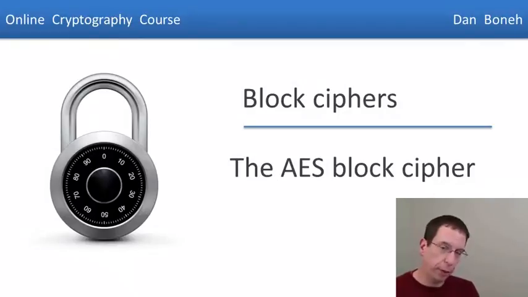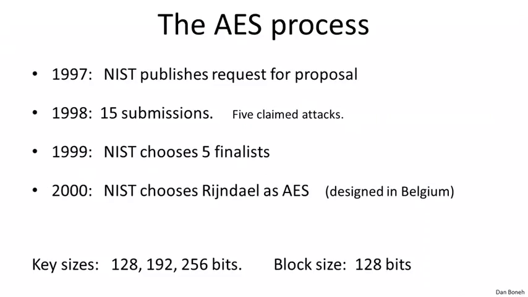Over the years, it became clear that DES and triple DES are simply not designed for modern hardware and are too slow. As a result, NIST started a new process to standardize on a new block cipher called the Advanced Encryption Standard, or AES for short. NIST started this effort in 1997 when it requested proposals for a new block cipher.